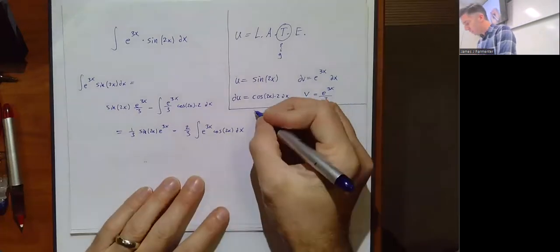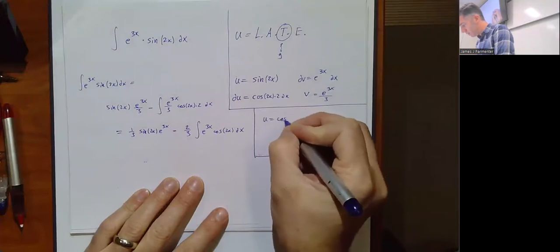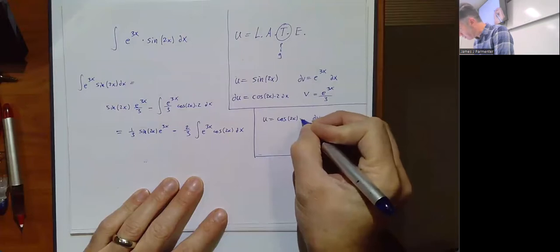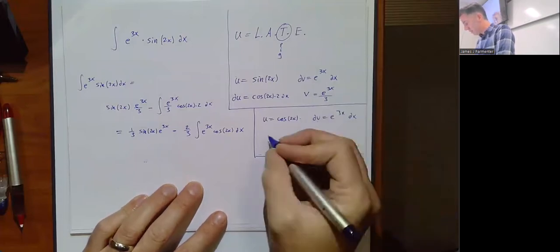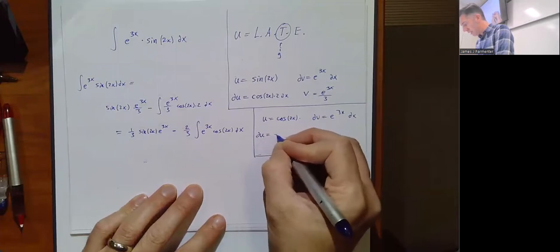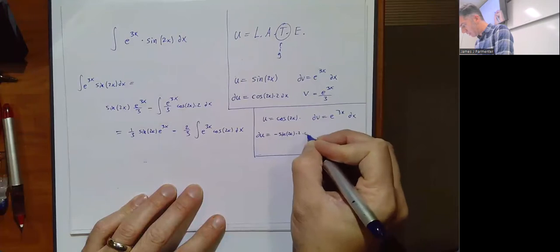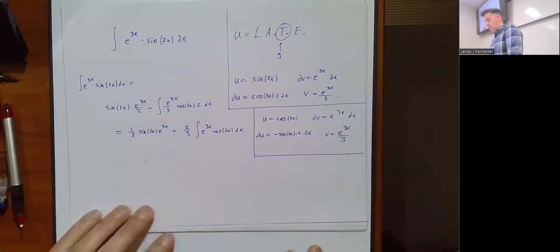So we definitely have to make the choice here that u is equal to cosine of 2x and dv is e to the 3x dx. So now my du is negative sine of 2x times 2 times dx. My v once again is e to the 3x over 3. Okay, so check this out.